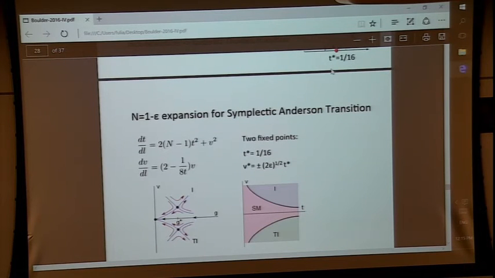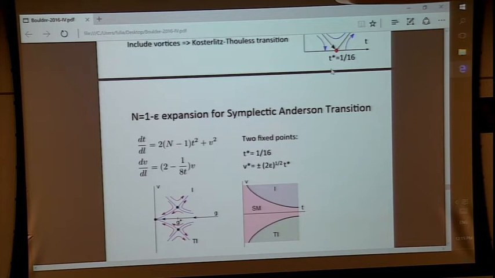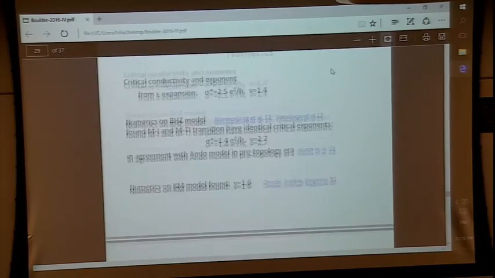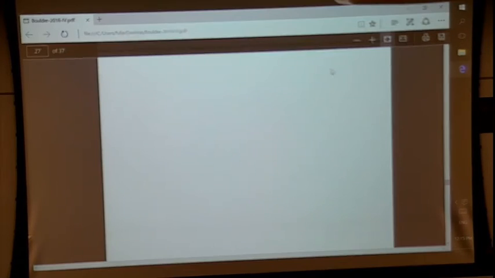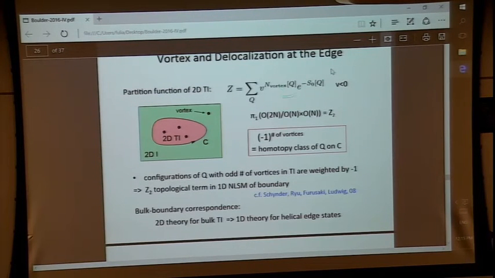Yes? It's a new parameter, exactly. The sign of the vortex fugacity determines whether we go to a trivial insulator or a topological insulator. But if I have a closed system, it is. So it's in our theory, not in the old theory.